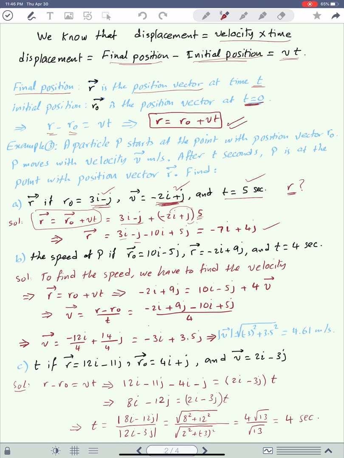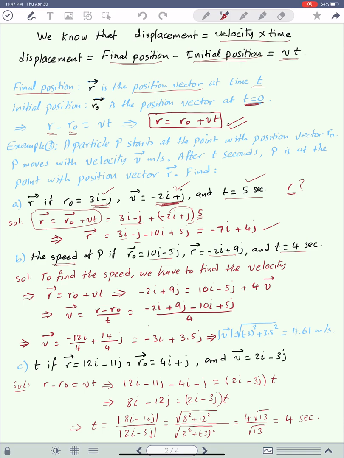In part B, what does he want? Find the speed of P if r0, the speed. He wants the speed now. If r0 is 10i minus 5j, r is minus 2i plus 9j, and t is 4 seconds. He wants the speed. To find the speed, we have to find the vector velocity first.